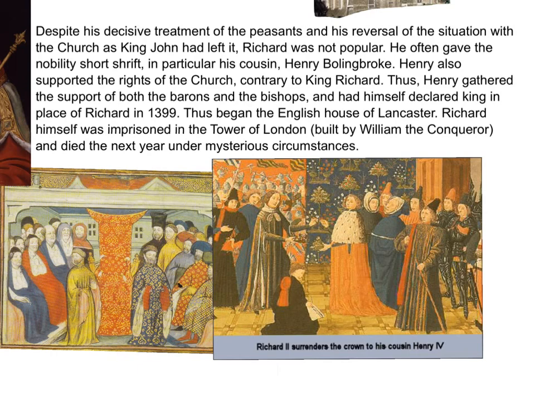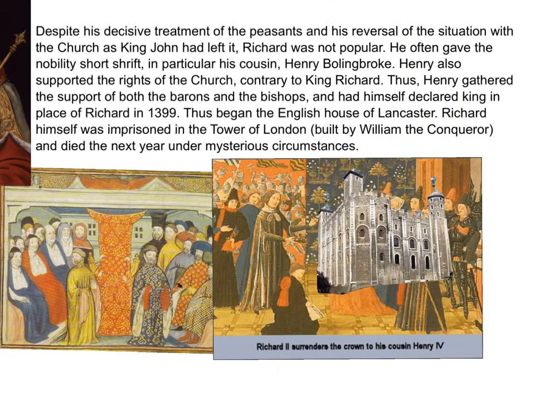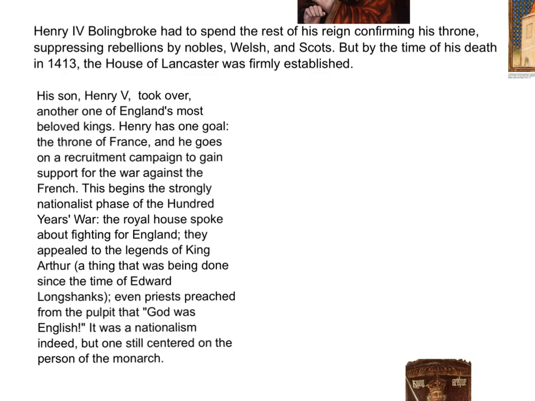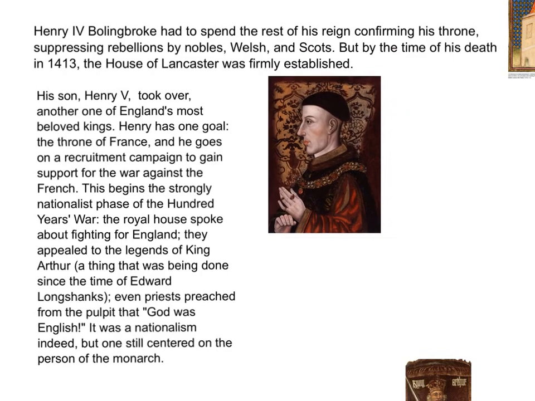Richard himself was imprisoned in the Tower of London, built by William the Conqueror, and died the next year under mysterious circumstances. Henry IV Bolingbroke had to spend the rest of his reign confirming his newly gotten throne, suppressing rebellions by nobles, Welsh, and Scots. But by the time of his death in 1413, the House of Lancaster was firmly established. His son Henry V took over, another one of England's most beloved kings.